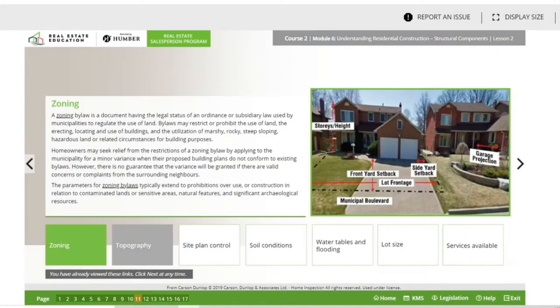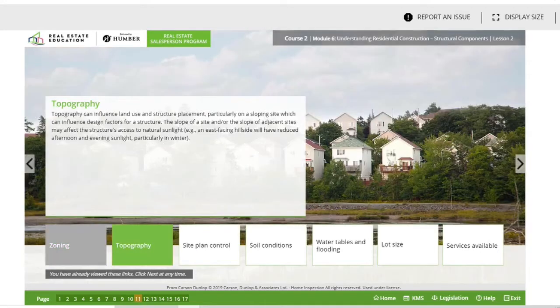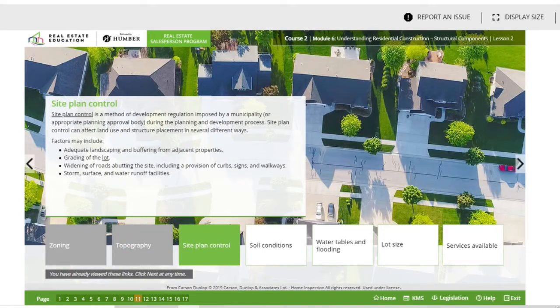So zoning: a zoning bylaw is a document having the legal status of an ordinance or subsidiary law used by municipalities to regulate the use of land. Topography can influence land use and structure placement, particularly on a sloping site, which can influence design factors for a structure. Site plan control is a method of development regulation imposed by a municipality. During the planning and development process, site plan can affect land use and structure placement in several different ways.